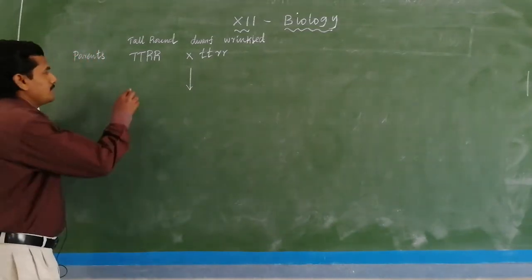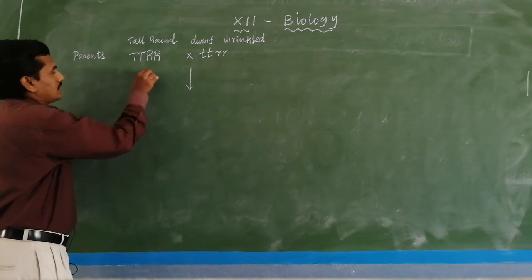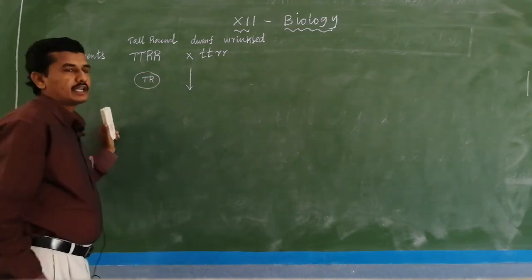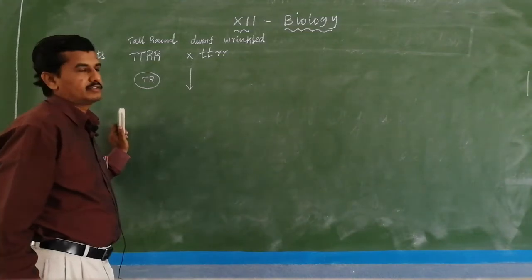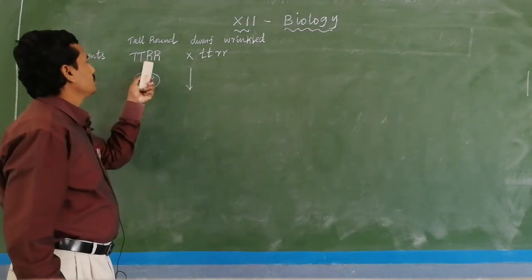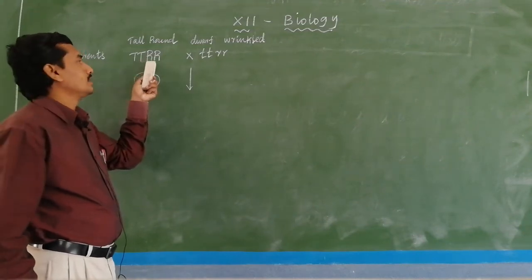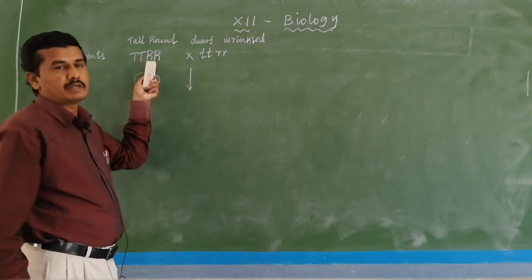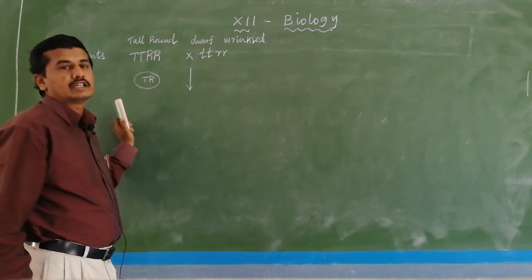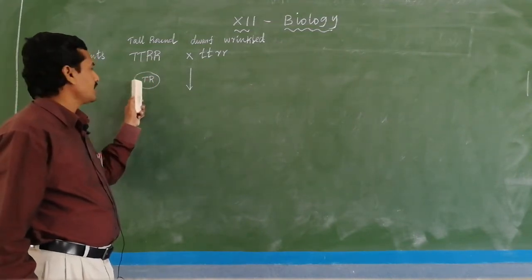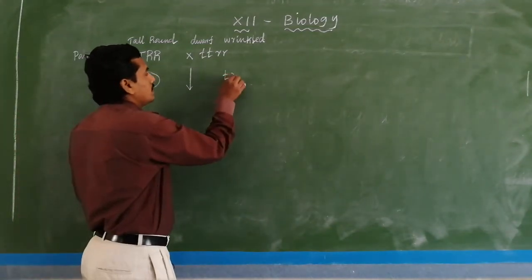Then the tall pea plant with round seeds produces gametes. Normally you know a gamete contains only one of the genes of the parent. For example, the parent contains two versions of genes: tallness is controlled by capital T and the roundness of seeds is controlled by capital R. So, both the characters are in the gametes. For example, capital T and capital R. Here, small t, small r.